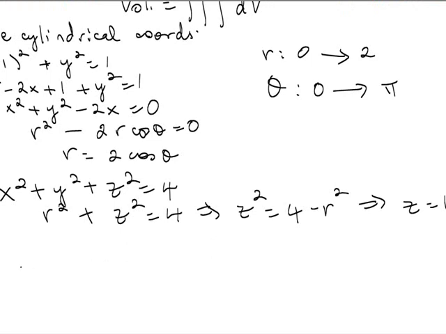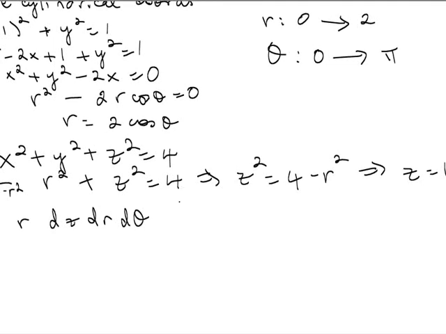Okay, what is your integrand going to be? No, before we do that, tell me what your integrand is going to be. r dz dr d theta. So z goes from 0 to square root of 4 minus r squared. r goes from 0 to 2. Theta 0 to pi.